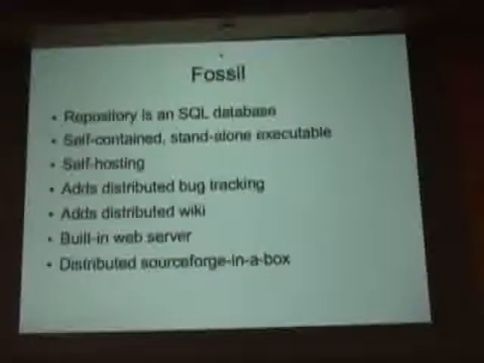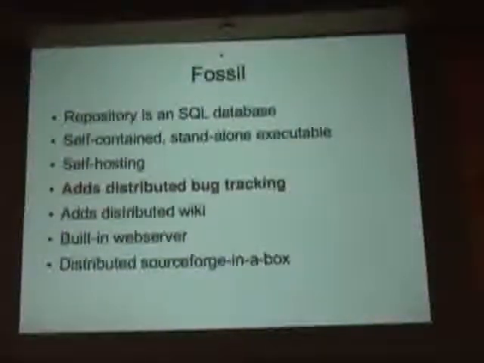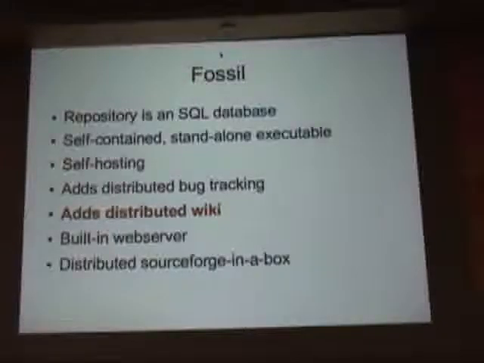So the thing is with these things now, we want additional information. So there's this new system out called Fossil. It has everything that Monotone has, a self-contained SQL database engine, self-hosting, but it also adds distributed bug tracking. So not only do you have distributed version control, but your bug tracking can be distributed and operate on a disconnected basis, and you have a distributed wiki. It's got a built-in web server. It's basically SourceForge in a box, but distributed SourceForge. You don't have to be connected to the server in order to make this happen.